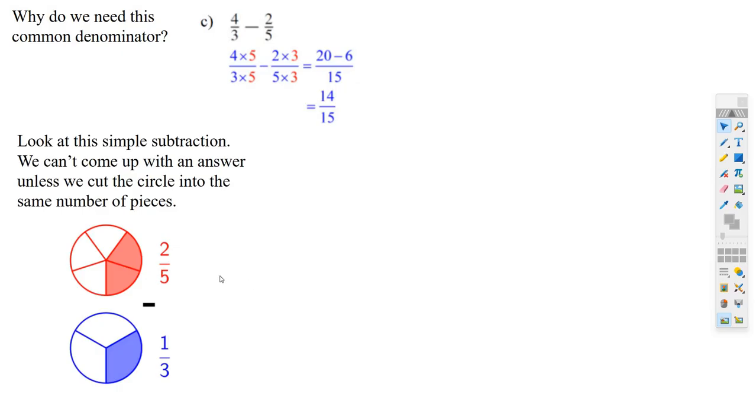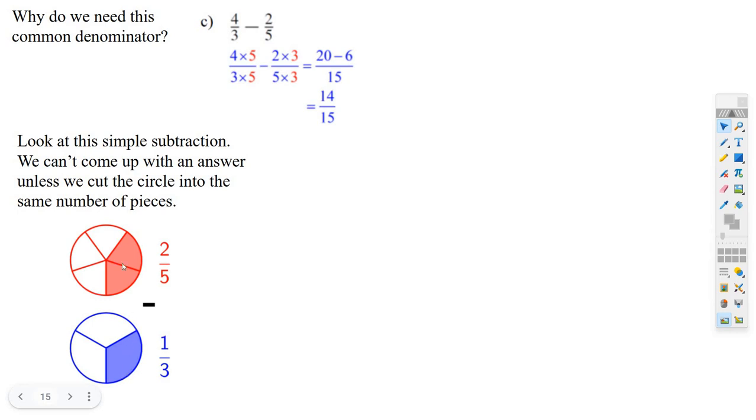What if you had this fraction here? Same denominators of 5 and 3. Well, this is 2 out of 5. That's 2/5 of a circle, or a pie. This is 1/3 of a pie, 1 out of 3. That's the fraction you've got.